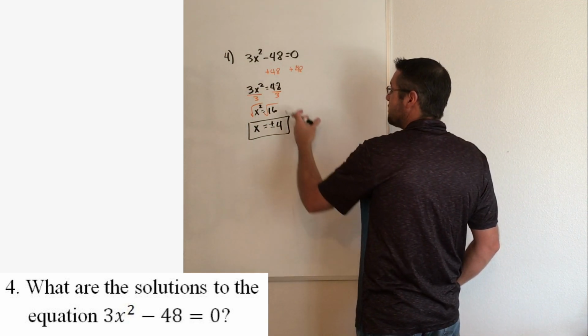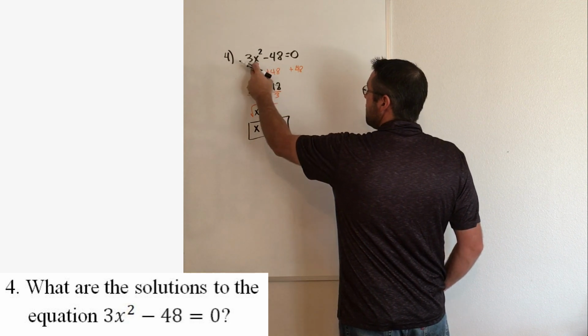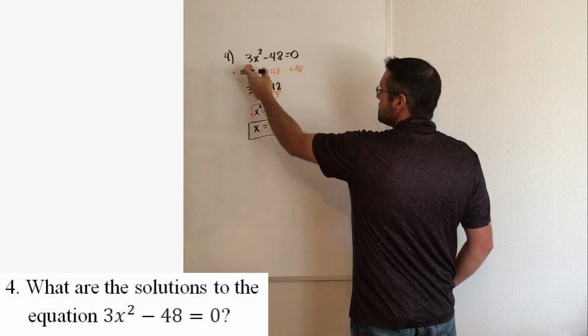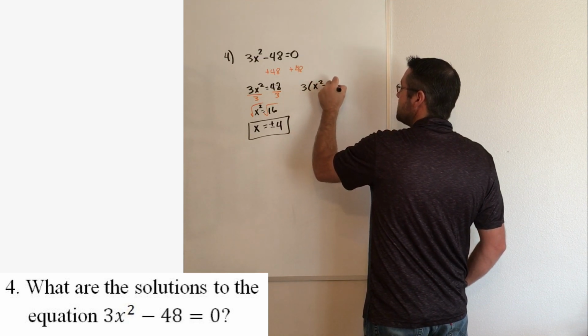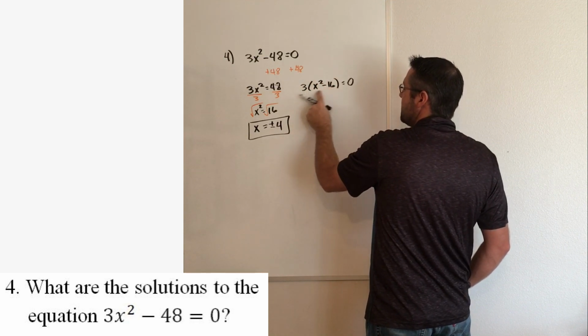Let's go and solve it by factoring. Well, if I look at these 2 terms, I could just take out a GCF. The greatest common factor is 3 here. So I could say 3 times x squared minus 16 equals 0. And then I can keep factoring this.